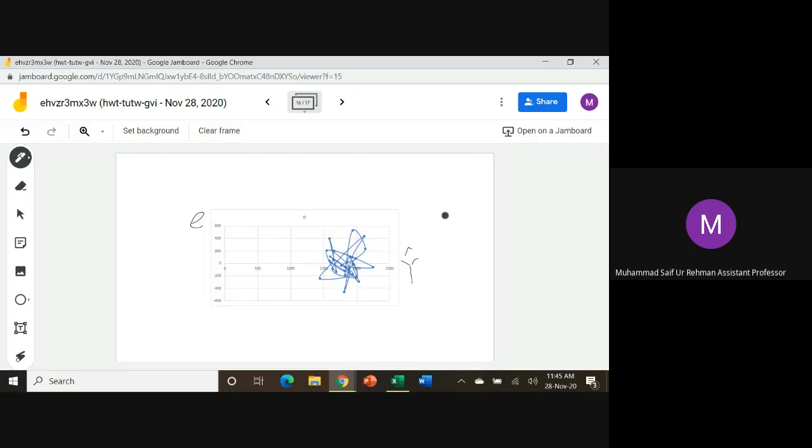ये हो गई एक बात। दूसरी assumption क्या थी? दूसरी assumption, the second assumption is the variation in the residuals is the same for both large and small values of y hat. So you can write it down if you have.